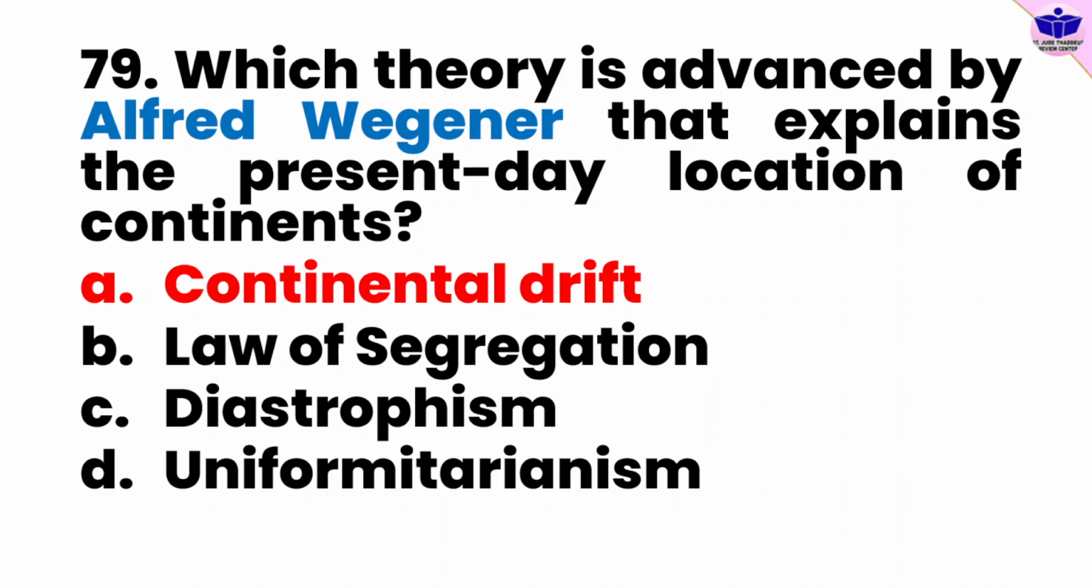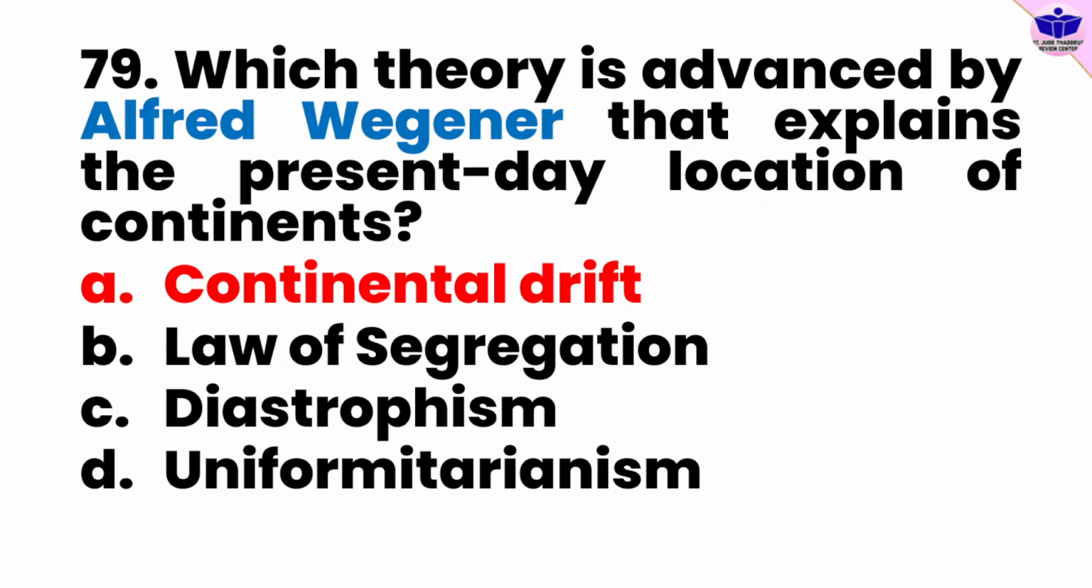Letter B, law of segregation is the law made by Mendel. It's all about the segregation of alleles during meiosis. Diastrophism is the widespread land formation, the geologic process that forms volcanoes, mountains, valleys, and all of the other landforms that we see.